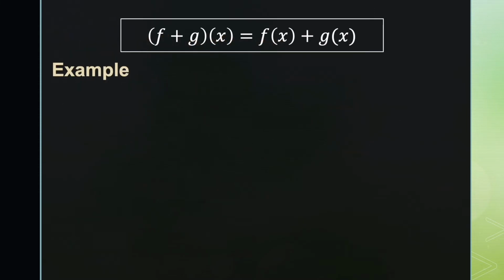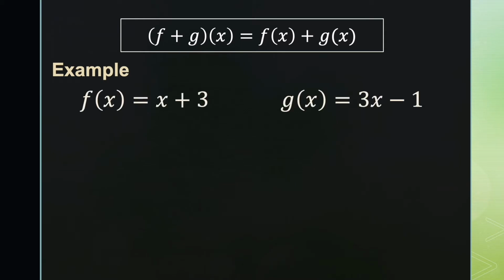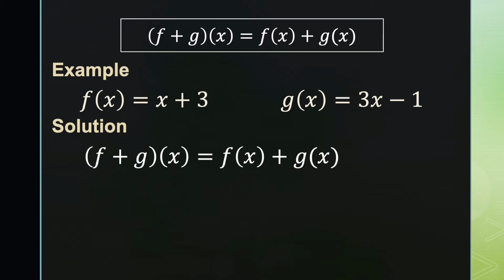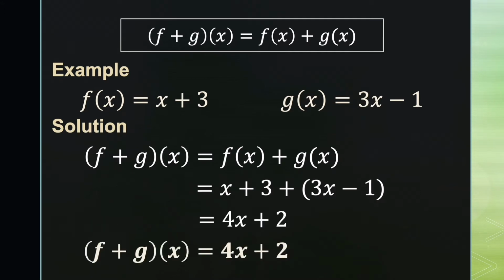Now let's have some example. Consider the functions f of x equals x plus 3 and g of x equals 3x minus 1. From the definition of the sum, we have f plus g of x equal to f of x plus g of x. Substituting the values of f and g, we have x plus 3 plus 3x minus 1. Adding the same terms, we have f plus g of x equals 4x plus 2.